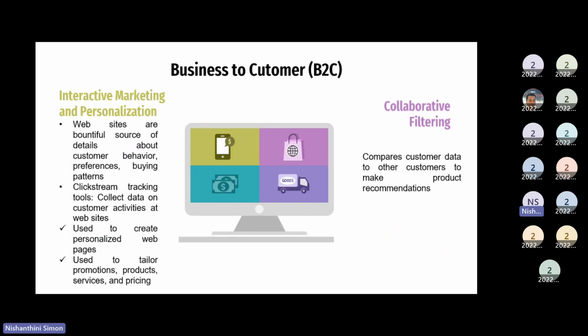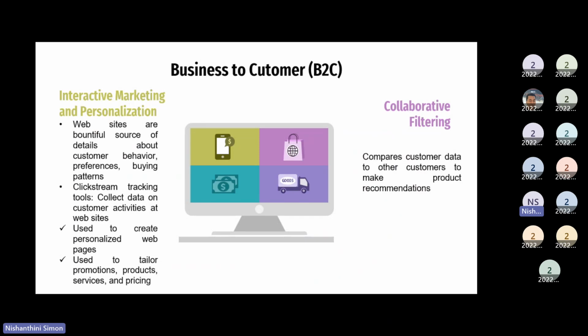So in order to do this interactive marketing, personalization, what we should be knowing, first of all, is the customer. If we know each and every customer, only then, according to them, will we be able to personalize or do direct marketing to them. So in order to get to know customers and their behaviors, we need their data.